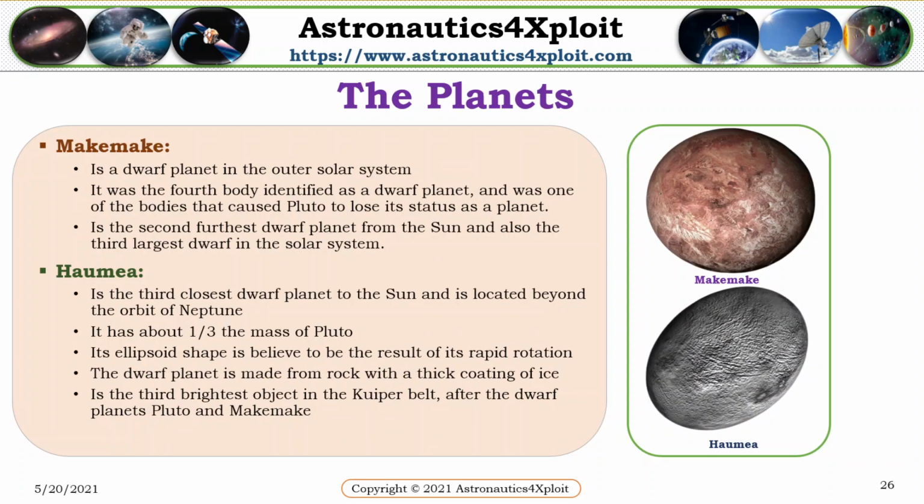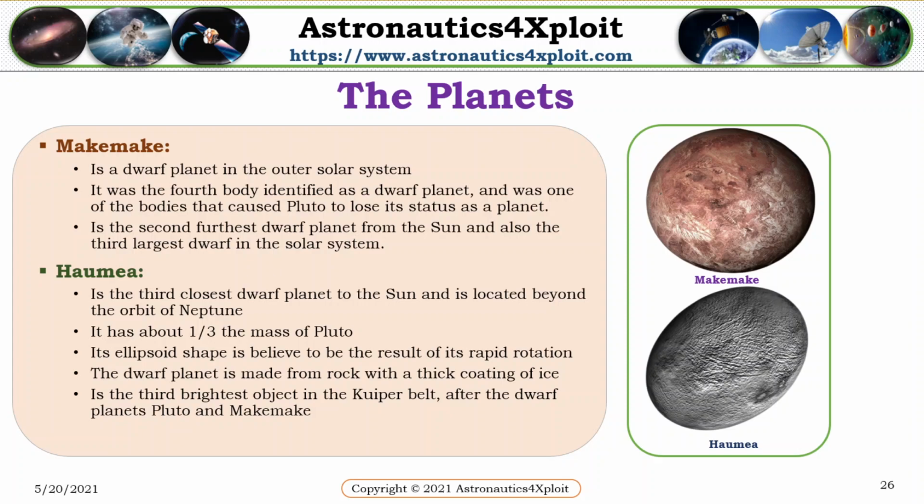Makemake is a dwarf planet in the outer solar system. It was the fourth body identified as a dwarf planet and was one of the bodies that caused Pluto to lose its status as a planet. Makemake is the second farthest dwarf planet from the Sun and also the third largest dwarf planet in the solar system.